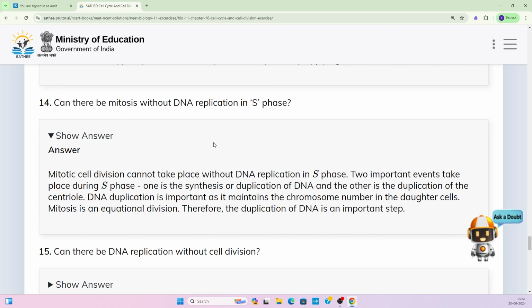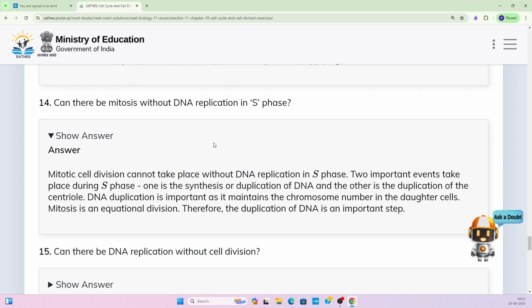In the cell, inside the nucleus, the DNA doubles itself. That is the replication or the duplication of the DNA. Now there is another organelle called the centriole. At the time of cell division, the centrioles duplicate themselves. One moves to one pole and the second one moves to the other pole, right? So it is helping in the equational division. The DNA duplication is an important step as it maintains the chromosome number in the daughter cells.